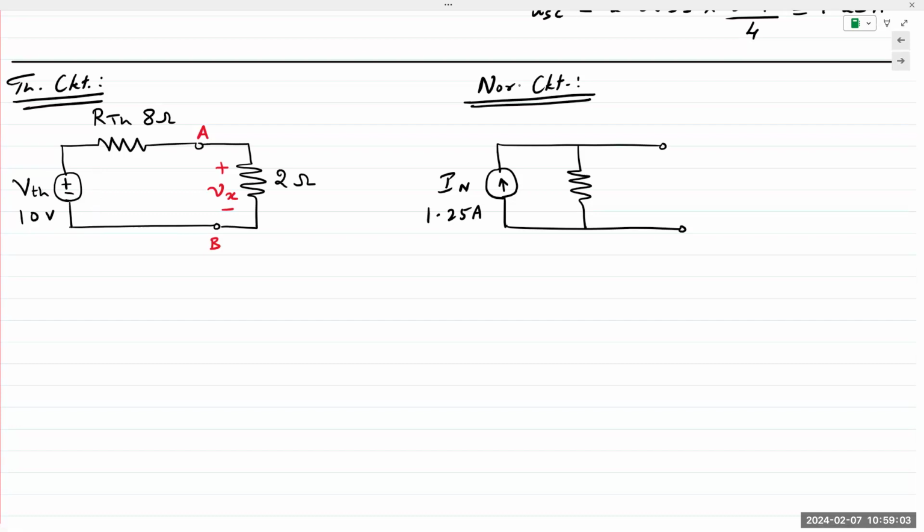Otherwise, our equations would never balance out. And this is RTH, which again is 8 ohms. And then our 2 ohm resistor connected here.